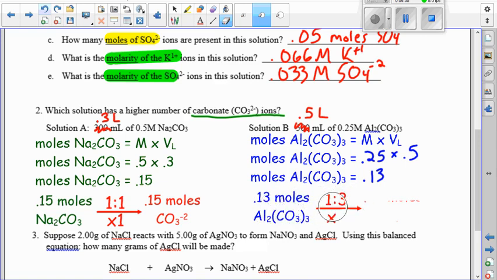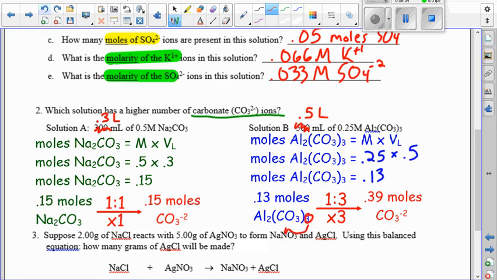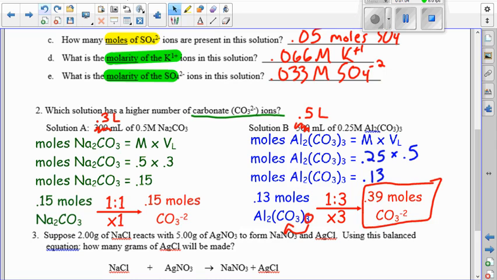However, there's a 1-to-3 ratio of aluminum carbonate to carbonate since we have 3 carbonates in every aluminum carbonate, which means that we have 0.39 moles of carbonate in our solution on the right, our solution B. Again, notice that there are 3 carbonates, 3 of this whole thing in parentheses, in this second solution. And so this is truly our final answer, where we have 0.39 moles of carbonate in solution B, which is a lot more than 0.15 moles.